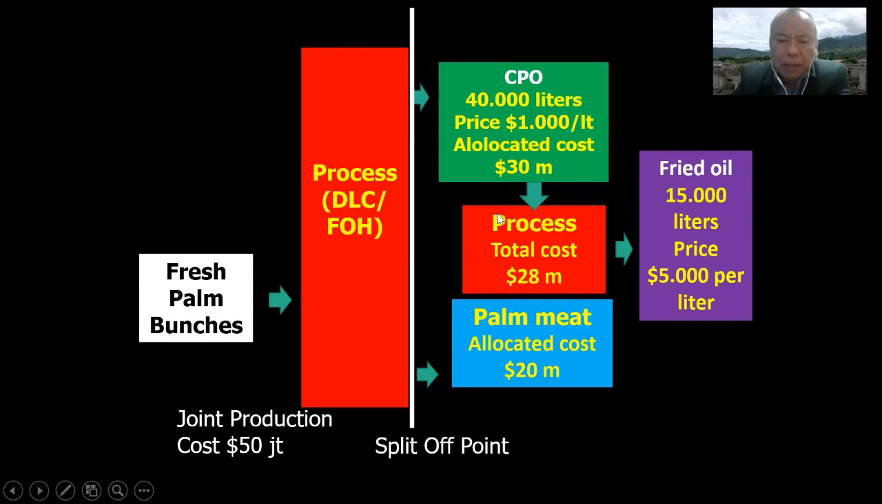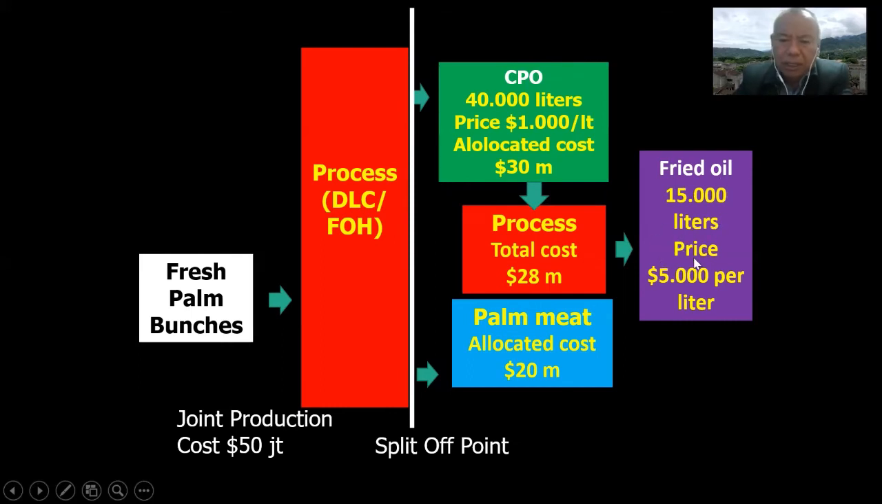So the cost that is incurred after the product is identifiable, we call this separable cost, separable production cost. And then the question actually, should we process further or just sell at the split-off point? We sell as CPO, or we process further to sell as fried oil.